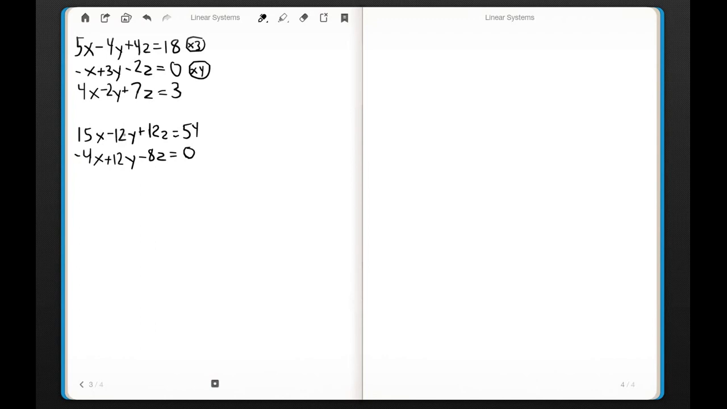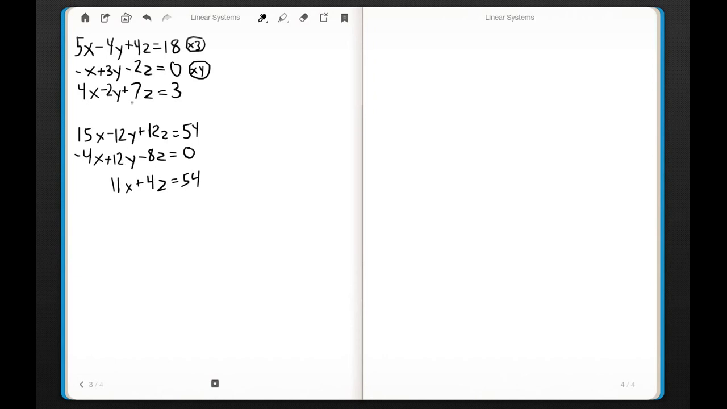Now to eliminate the y's, we can just add. Negative 12y plus 12y will go away. So we're adding, we'll have 15x plus negative 4x is 11x, and 12z plus negative 8z is plus 4z. 54 plus 0 is 54. So there is one equation with x and z. Now we need to find another one.